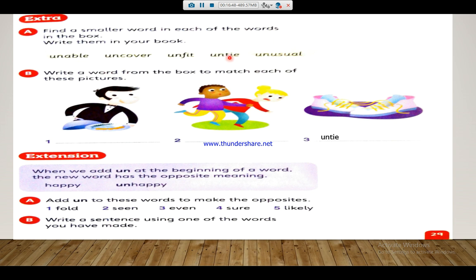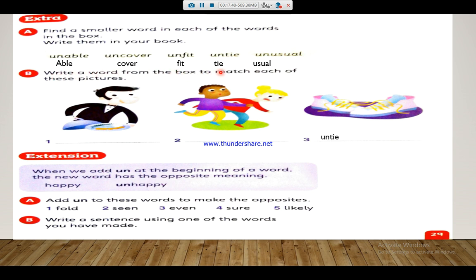Untie. So we're going to cross out the prefix un, so we will have the verb tie. And tie can be a noun and a verb at the same time. Okay. Unusual. So we're going to cross out un, it will be usual. Okay. So here we have all the answers. Unable and able. Uncover and cover. Unfit and fit. Untie and tie. Unusual and usual.